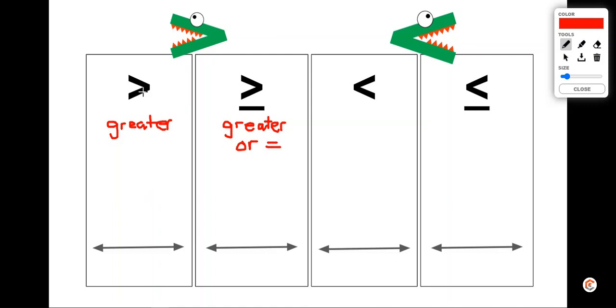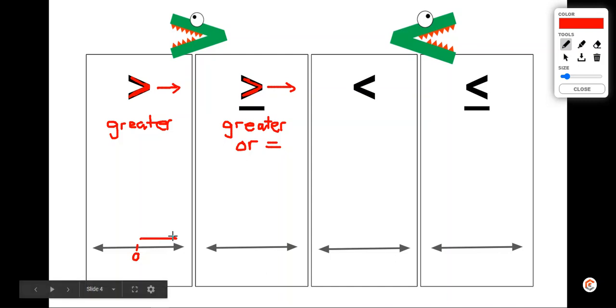Now, one thing that really helps me when I'm trying to remember which way to point this when I'm trying to graph it is, if you think of these signs as an arrow, they are pointing in the direction that they want you to graph. So if I think of this as an arrow, it's pointing up, the bigger numbers. So this is the exact same sign I would use, up. So if I am greater than 0, I would start here and go up.